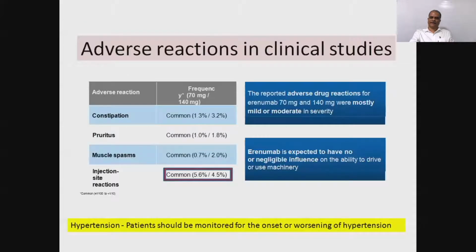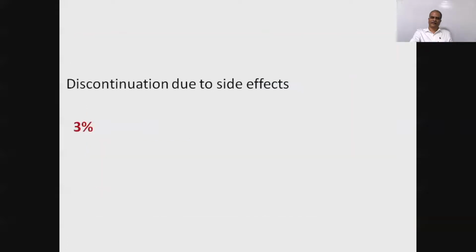Having said that, if you look at the clinical trials, the most common side effect, and that also only in 5%, was injection site reaction, some itching, some pain there. The constipation was only seen in 3.2%, and some itching and other small side effects were very few. So this is relatively a very good drug. And the most important thing is discontinuation of the drug was only 3%.